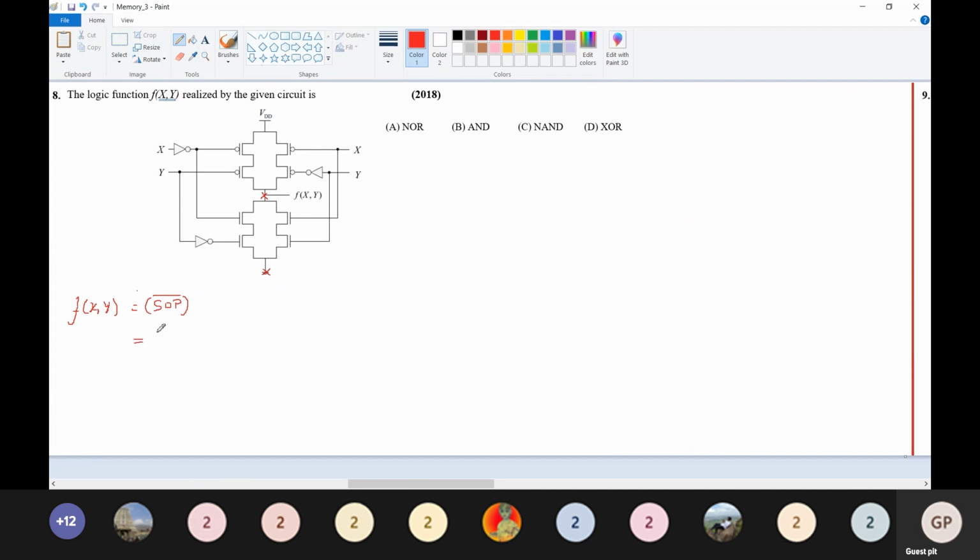So here, what is your SOP expression? You have two parallel branches. You have one parallel branch and this is your second parallel branch. Now first I will try the first one. What is the input for this? Input for this is x dash and input for this is y dash. And similarly, the input for this is x and input for this is y. So now we'll write the SOP expression.